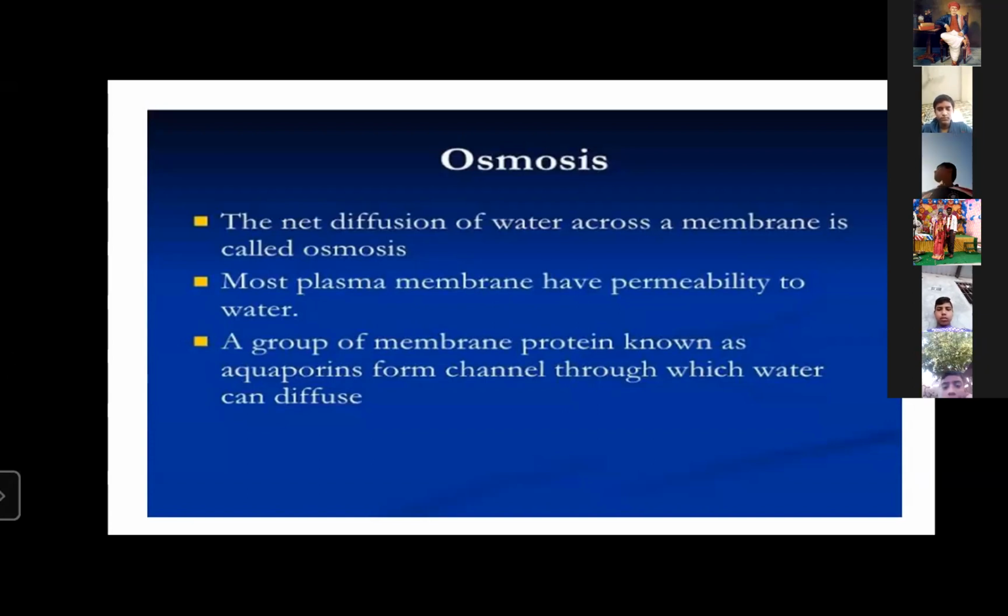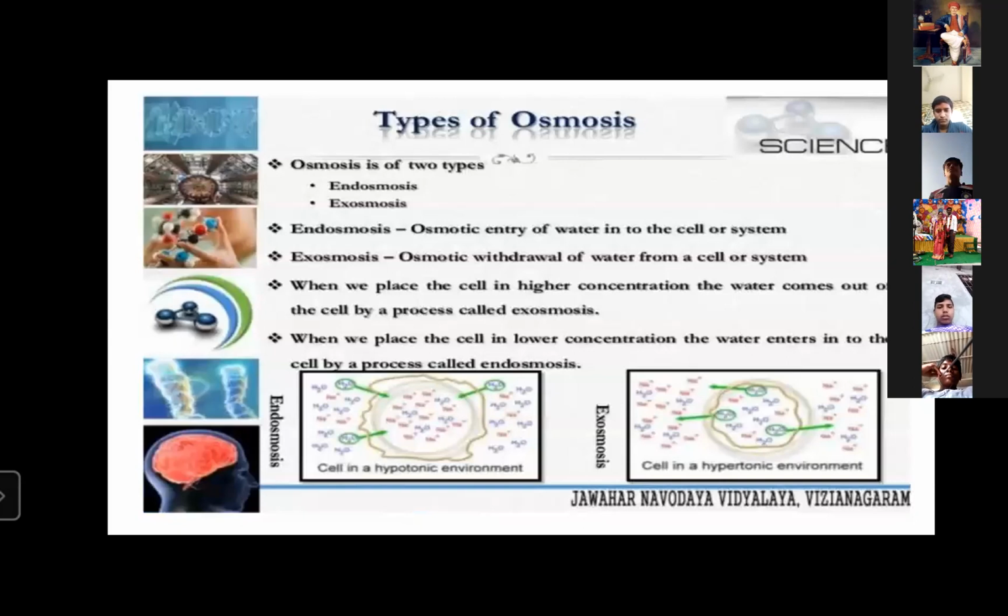Most of the plasma membranes have a permeability to water. A group of membrane proteins known as aquaporins form channels through which water can diffuse. First of all, we know about osmosis: the movement of water molecules towards the concentrated solution is called osmosis.